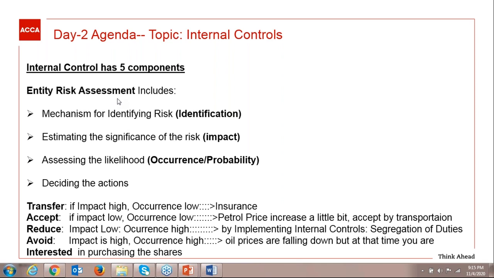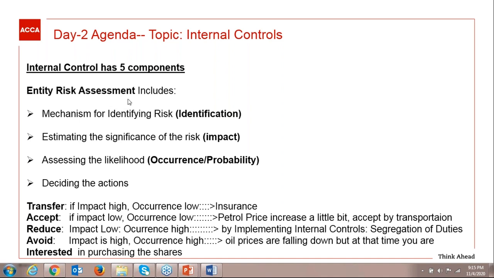Like banks, every bank has an entity risk assessment department. Maybe every government organization has an entity risk assessment department. But not every company has this department. But what are the benefits of having this component in your organization?